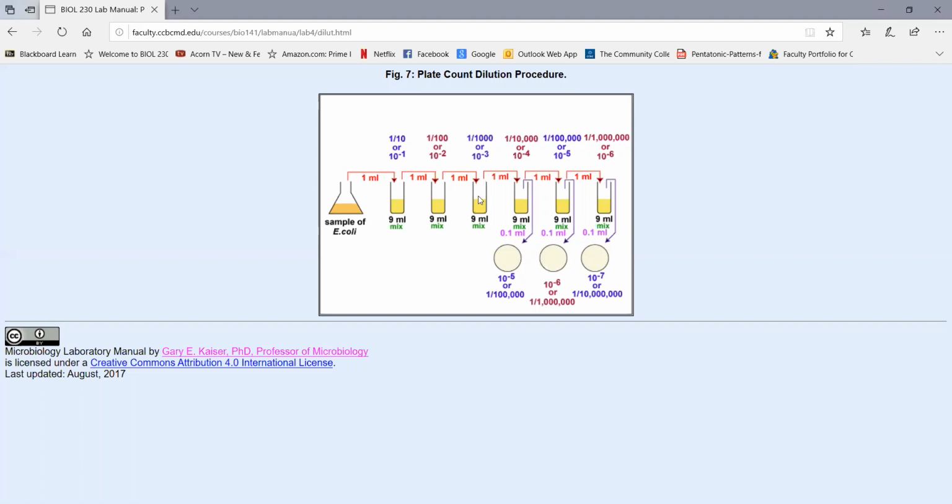Mix that. Take 1 mil out of the 1 to 1,000, put into the next tube for 1 to 10,000 or 10 to the minus 4. Mix. Take 1 mil out of there, put in 9 mils of saline for another 1 to 10, 1 to 100,000 or 10 to the minus 5. Mix. Take 1 mil out of there, put in 9 mils of saline for a final dilution of 1 to a million or 10 to the minus 6, and mix.